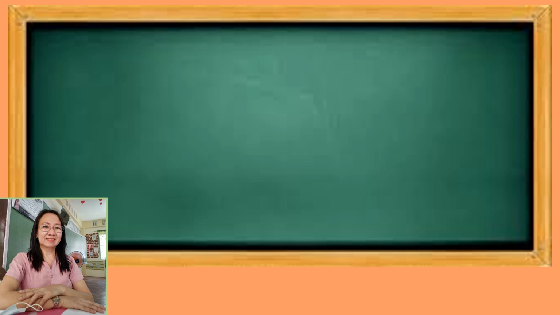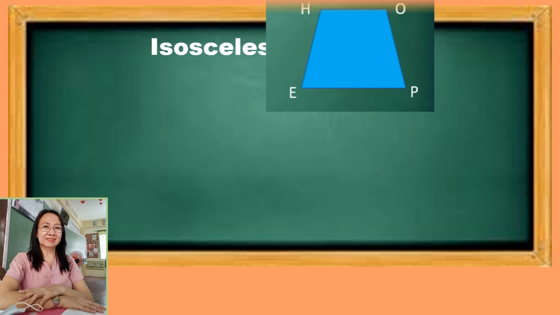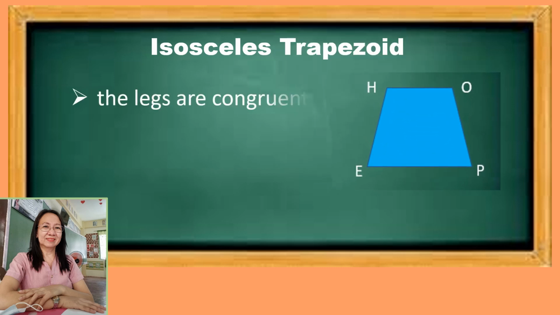Now, a special kind of trapezoid is the isosceles trapezoid. Let us have this figure of isosceles trapezoid HOPE. It is isosceles if the legs are congruent. So, HE is congruent to OP in symbols to signify that they are congruent.